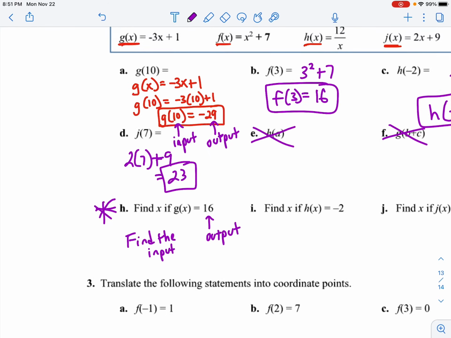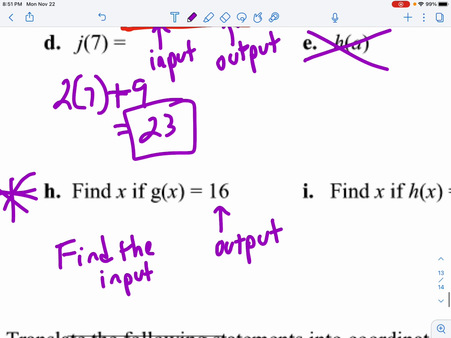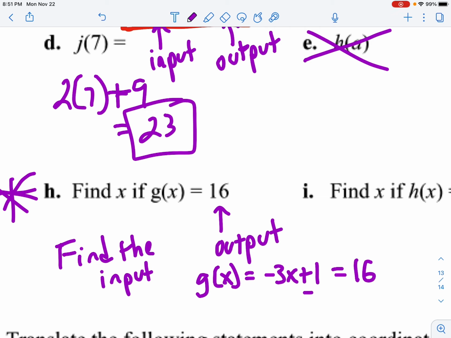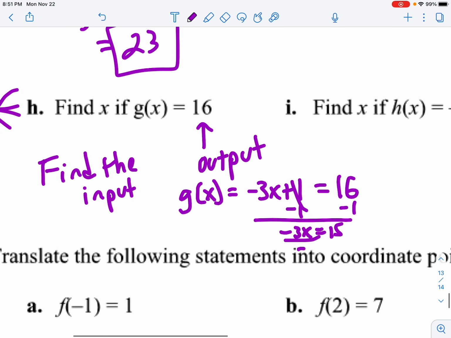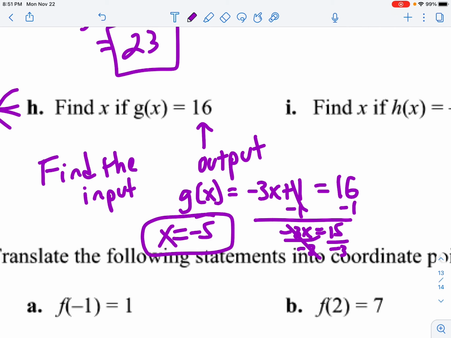So in the g function, the g function is negative 3x plus 1. Suppose that equaled 16. Well, how would you get x? Well, you would just solve it. So you would subtract 1, right? And then you would divide by negative 3, right? So 15 over negative 3 is negative 5. And that's your x value. So basically, you're just solving an equation.